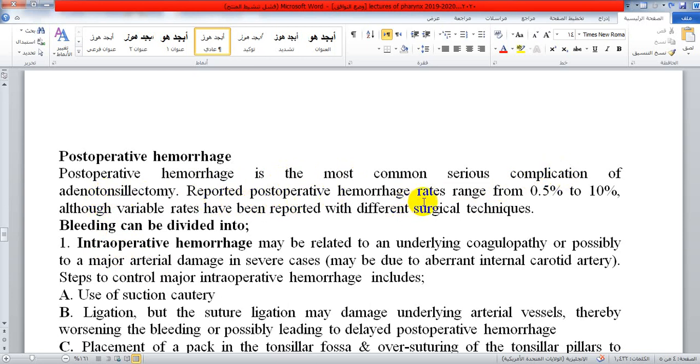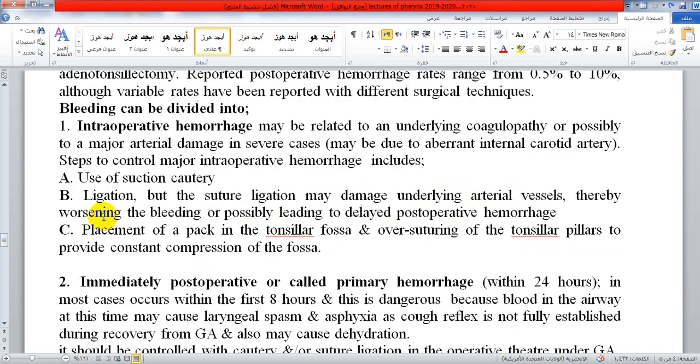Reported post-operative hemorrhage rates range from 0.5% to 10%, although variable rates have been reported with different surgical techniques. Bleeding can be divided into intraoperative hemorrhage, which may be related to an underlying coagulopathy or possibly to major arterial damage; in severe cases, it may be due to an aberrant internal carotid artery.